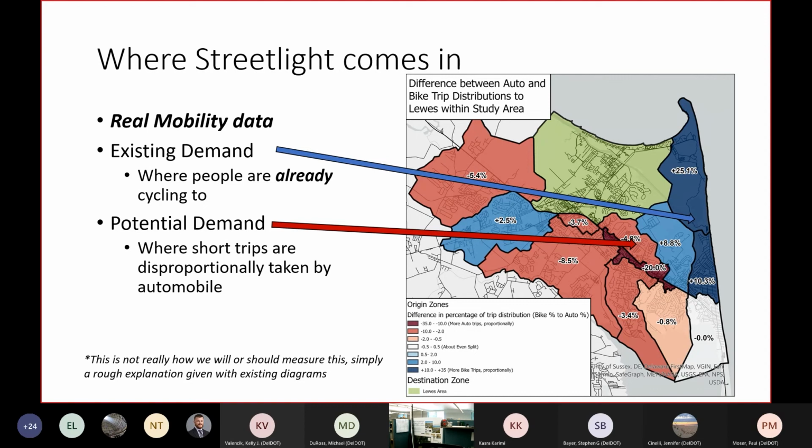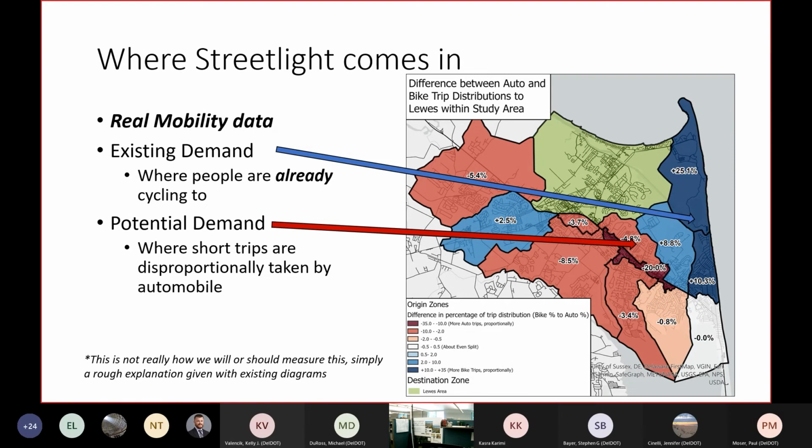But then there's this more elusive metric of potential demand, of where are people possibly not cycling because the conditions are not conducive to it. And I find this one very interesting. This is off like Munchie Branch Road and some of the other subdivisions on Route 1. Quite close, closer than Rehoboth, right, to Lewes, geographically, but not from a low stress bicycle standpoint.